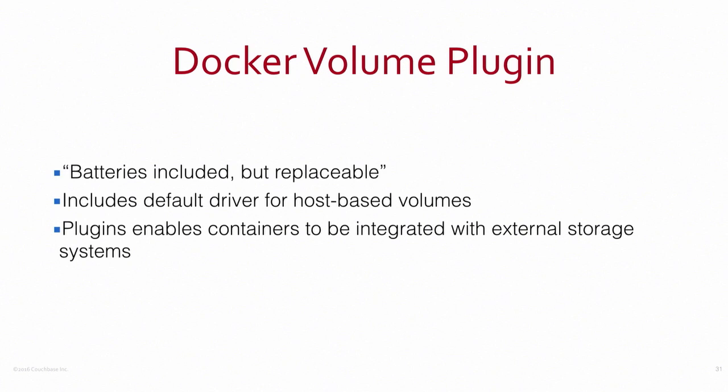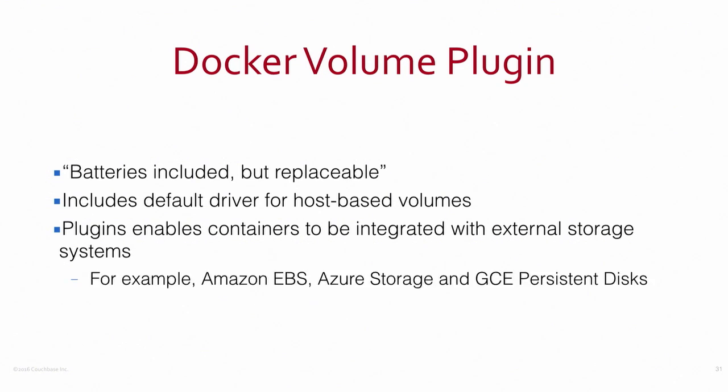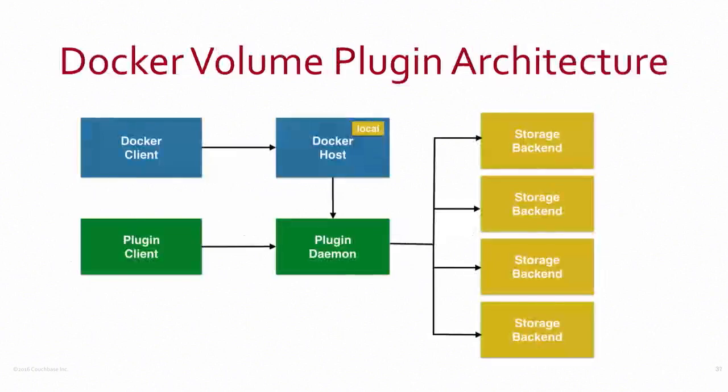So essentially, you can have plugins that enable containers to be integrated with external storage systems. And what are some of the examples? Well, EBS, GCE persistent disks. You pick a name. There are a variety of storage systems: MinIO, Dell EMC, XtremIO. You pick a variety of storage systems, and there are plugins available to integrate with those.